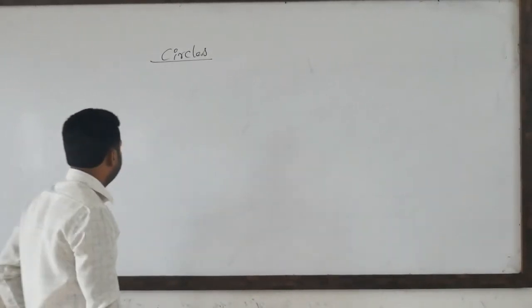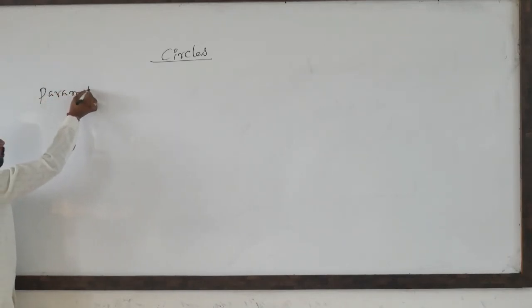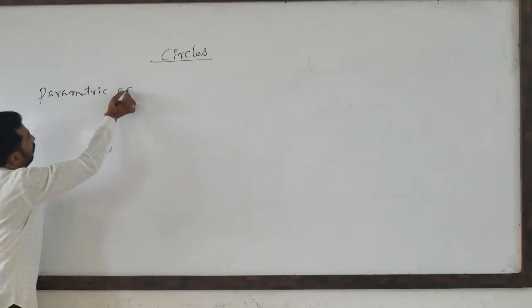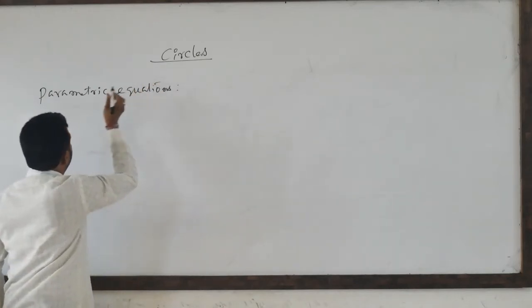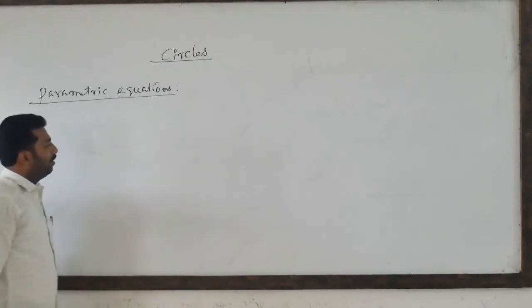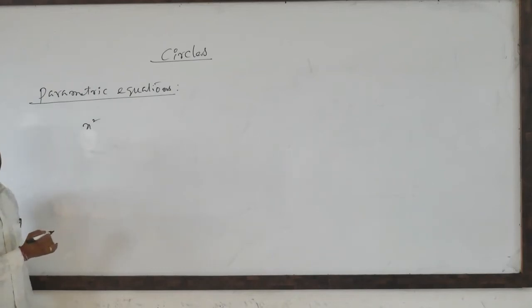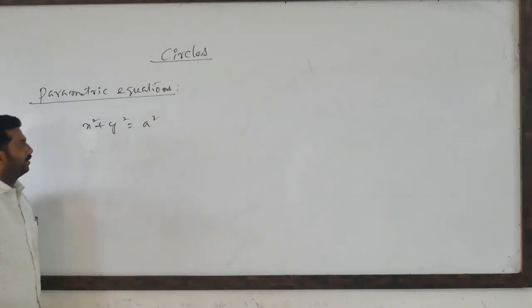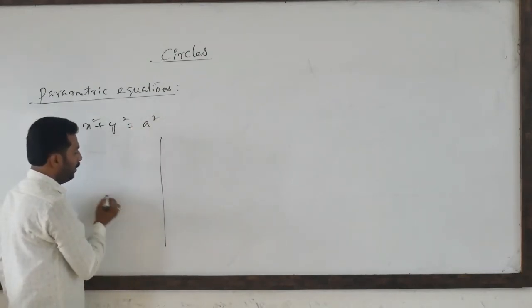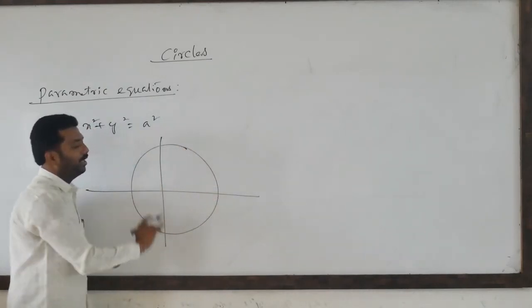Next concept, parametric equations. So parametric equations of a circle. You observe, just the standard form of a circle I am taking: x square plus y square equal to a square. Center at origin, radius is a units. You observe, this is a circle we are taking.